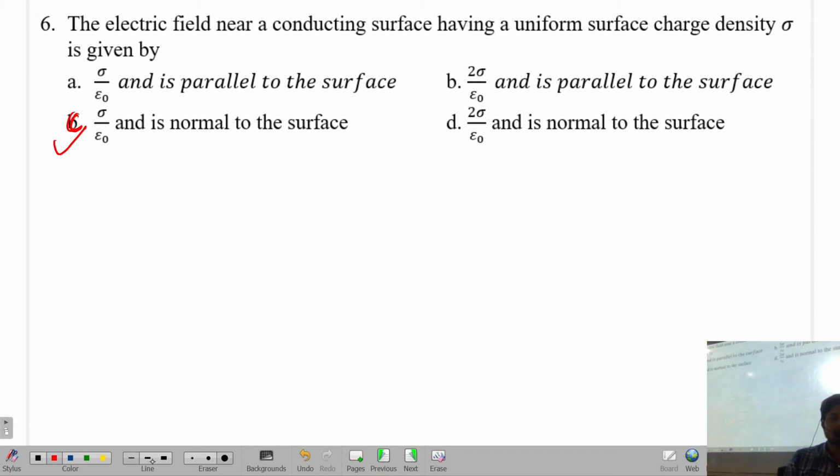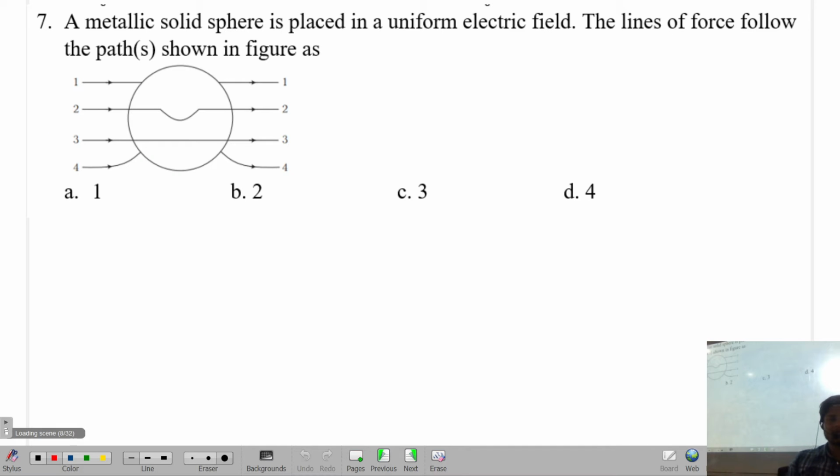Can I move ahead? Next, 7th. What it is saying? A metallic solid sphere is placed in uniform electric field. The electric lines of force will follow the path. Tell me, I have done this question in the class or not? Yes or no? Which path it will follow? Option 1 is not possible, yes or no? Option 2, never possible. Inside the conductor, the electric field is how much? 0. So 2 and 3rd are never possible. Yes or no? Is 1 going to be possible or not?